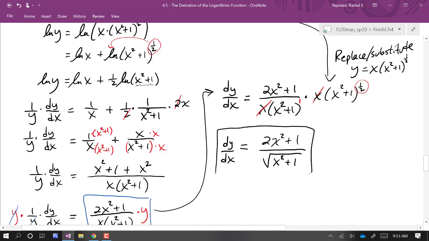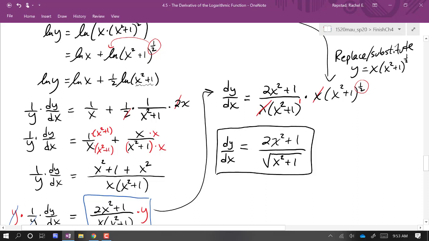Now this is the same simplified result that you would get if you had just started and, instead of taking ln on both sides, jumped right in and did the product rule, and then did the chain rule and simplifying that goes along with that. So we already had another way to do this example, but this shows you how logarithmic differentiation works.